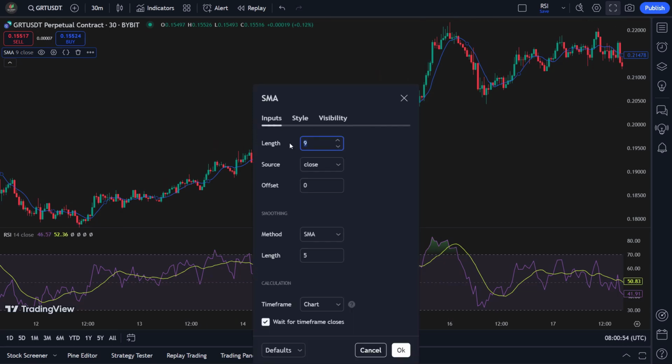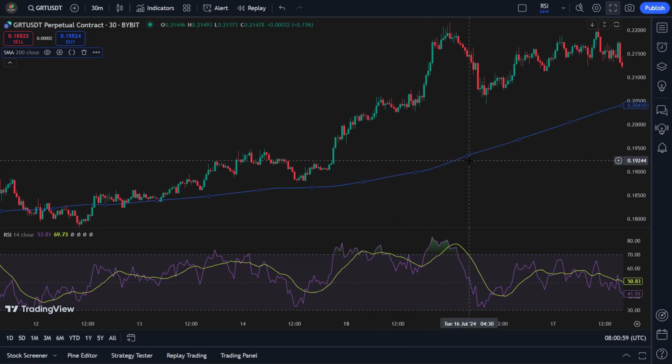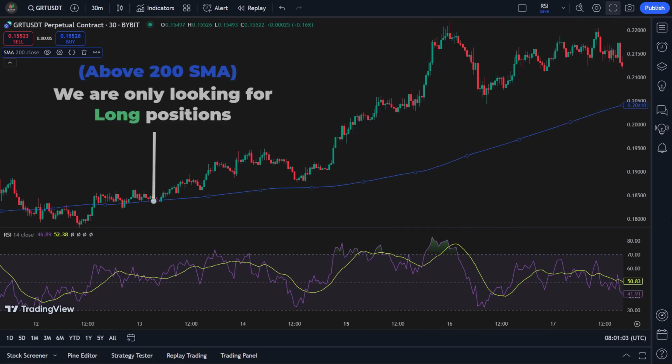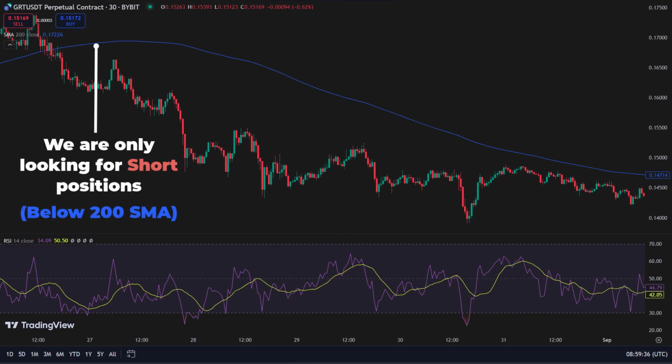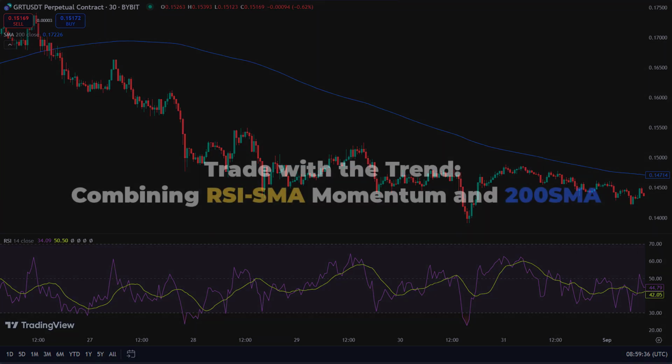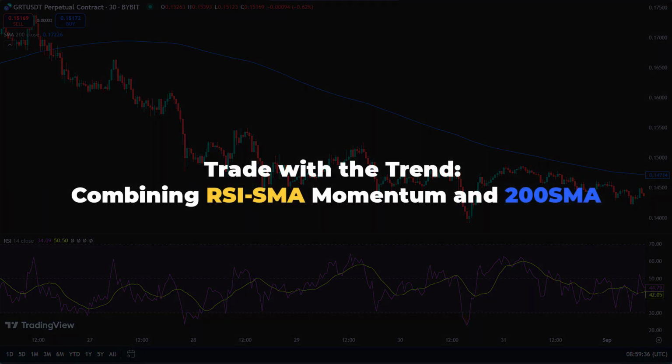It helps us decide whether to look for long or short trades based on the price's position relative to the moving average. If the price is above the 200 SMA, we see the market as being in a bullish trend, so we will only look for long positions. If the price is below the 200 SMA, the market is in a bearish trend, and we will only look for short positions. This mix of the RSI SMA for momentum and the 200 SMA for trend direction helps us trade with the long-term trend, lowering the risk of entering trades in bad market conditions.